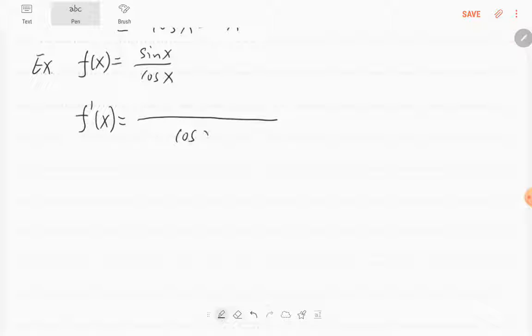The next example, we have f of x equals sine x over cosine x. Obviously, this is a quotient between sine x and cosine x. You can use the quotient rule. So the derivative of f equals, the bottom function is cosine, so it's cosine x squared. Okay, so here are some conventions. We often write cosine square of x. That means cosine x, then the whole thing squared.